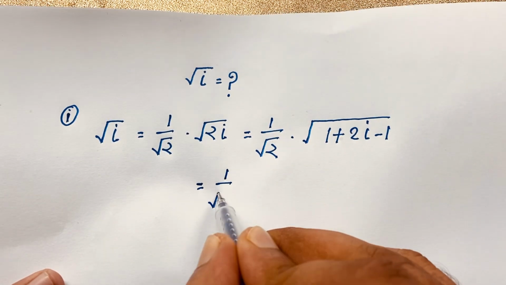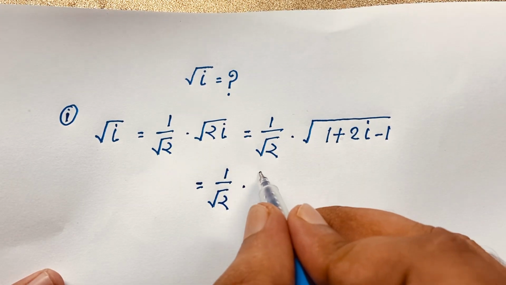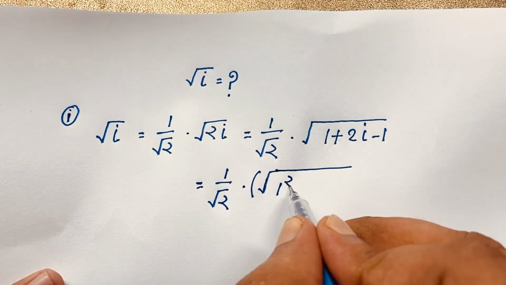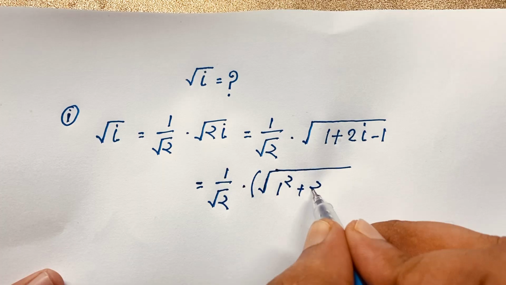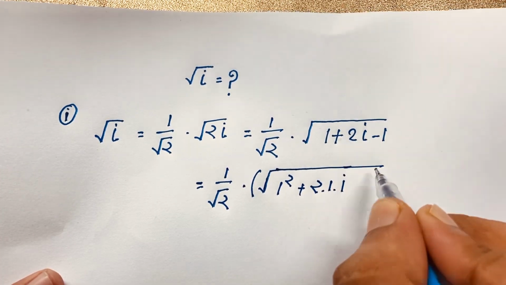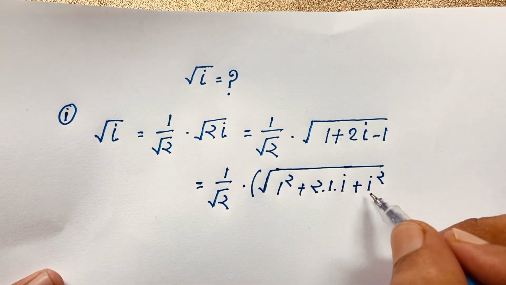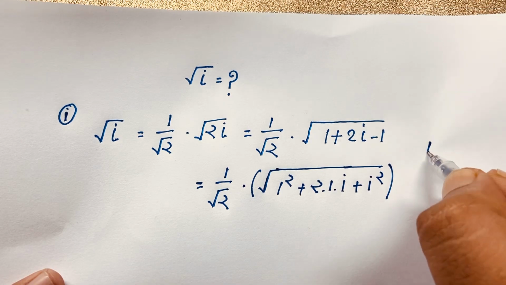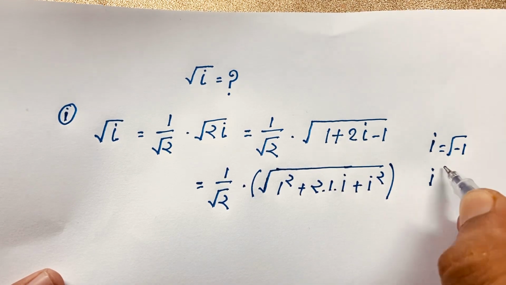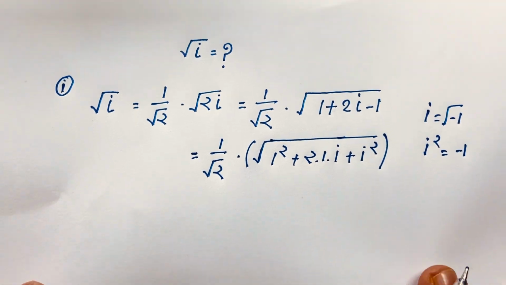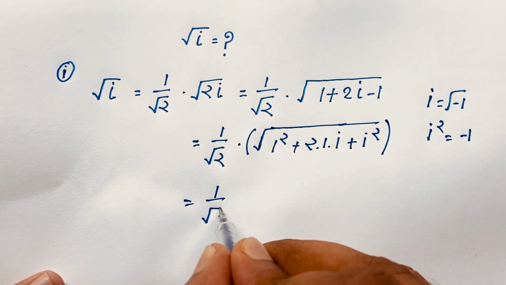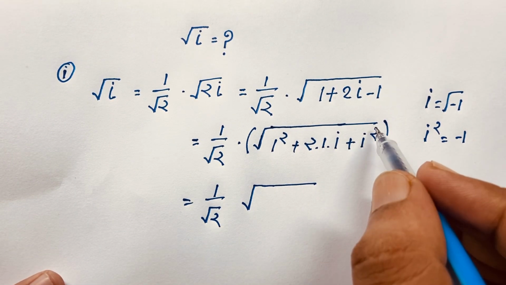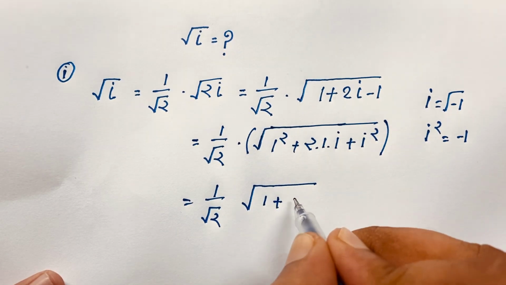Now here, 1 over square root 2 times the square root of 1 squared plus 2 times 1 times i plus i squared. You know that i squared is negative 1, because i is the square root of negative 1. Now, 1 over square root 2, and a squared plus 2ab plus b squared is a plus b whole squared.